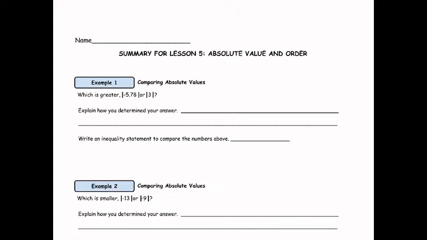Well, let's see here. I know that the absolute value of negative 5 and 78/100ths is positive 5 and 78/100ths because that's how far it is from 0. Also, I know that the absolute value of 3 is positive 3 because 3 is 3 units from 0. So, we're trying to answer that question, which is greater? So we can see that 5 and 78/100ths is greater than 3. So the absolute value of negative 5 and 78/100ths is greater.